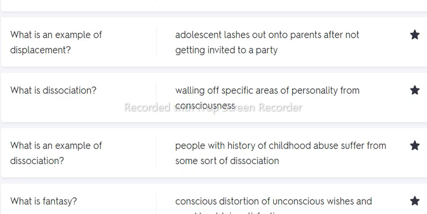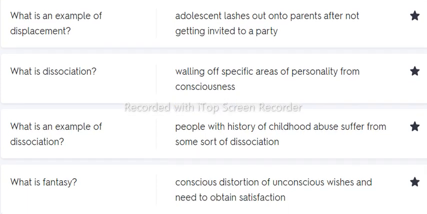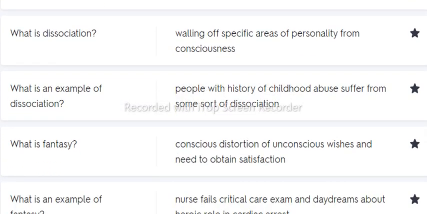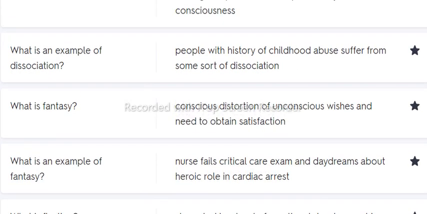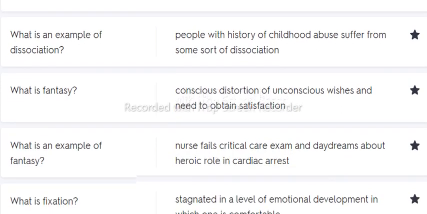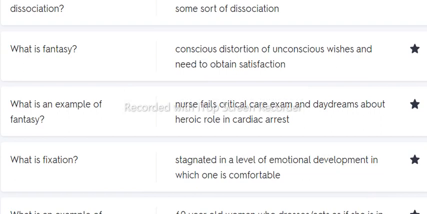What is dissociation? Walling off specific areas of personality from consciousness. What is an example of dissociation? People with a history of childhood abuse suffer from some sort of dissociation. What is fantasy? Conscious distortion of unconscious wishes and needs to obtain satisfaction. What is an example of fantasy? Nurse fails critical care exam and daydreams about a heroic role in a cardiac arrest.